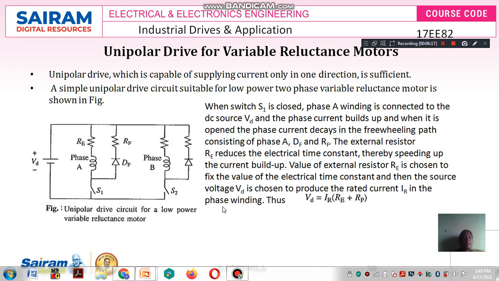And here this Rp is very important. Rp is nothing but your phase winding resistance. And here, during the on period of your phase winding, your phase current flows through the external resistance Re.